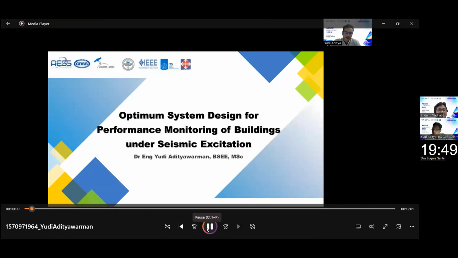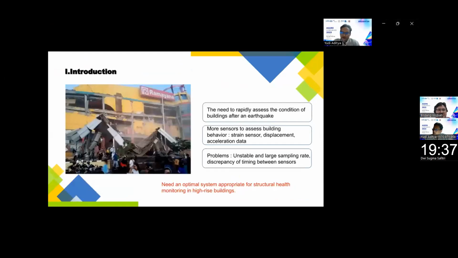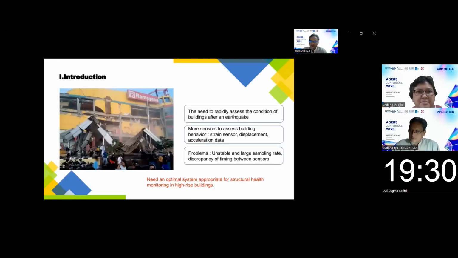I'm here to present my paper, Optimum System Design for Performance Monitoring of Buildings under Seismic Excitations. Many big cities have many high-rise buildings affected by earthquakes, which may weaken the structure. For this reason, a field survey is required, which takes quite a long time. A structural health monitoring system will speed up the process by sending the measured data from sensors for assessment of the buildings after an earthquake. Data from the sensors determine the behavior of the building during an earthquake.